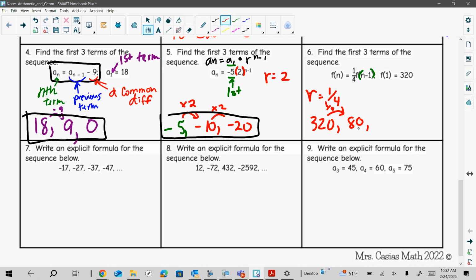All right. So what would be the next term? 20. Yep, 20. There are your first 3. The f of 1 represents the first term. That's why I started with 320. And the n minus 1, that is the previous term. So you're taking a fourth of the previous one to get to the next one.